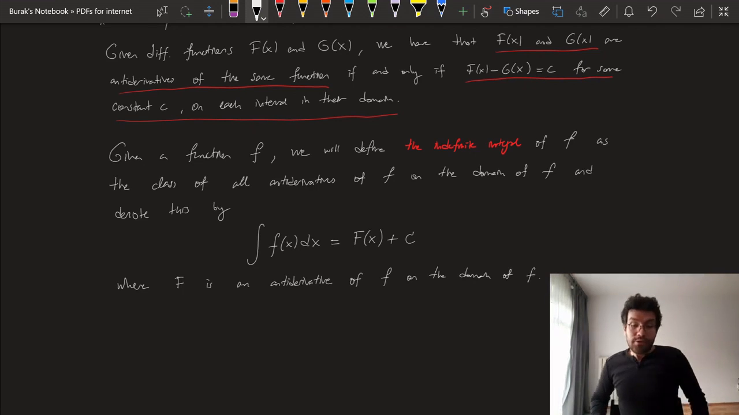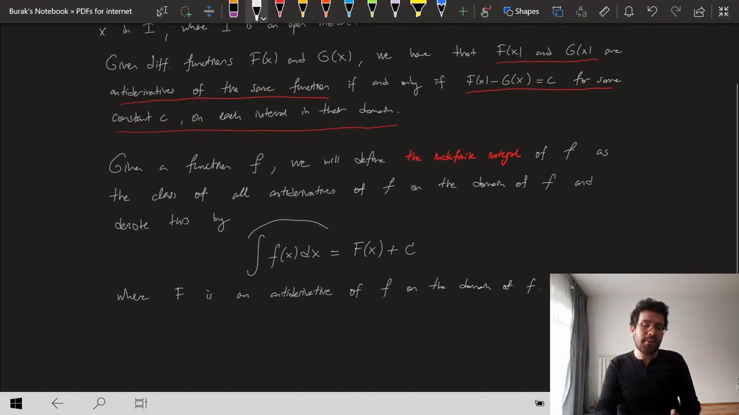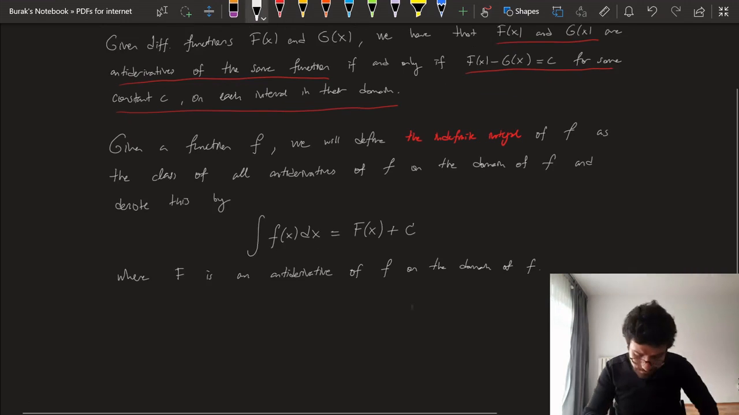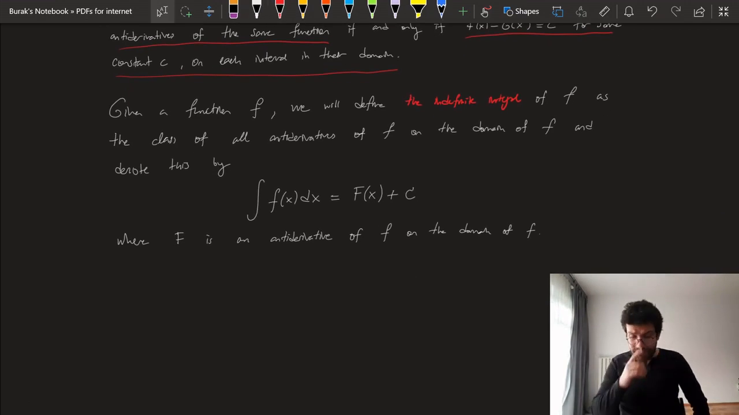Okay, so this definition is a bit different than your book's definition, but not that different. Your book merely uses this as a notation. I'm going to define this as the set of all antiderivatives of little f. Okay, so I'm just going to define this as a class of functions. I think this makes more sense.